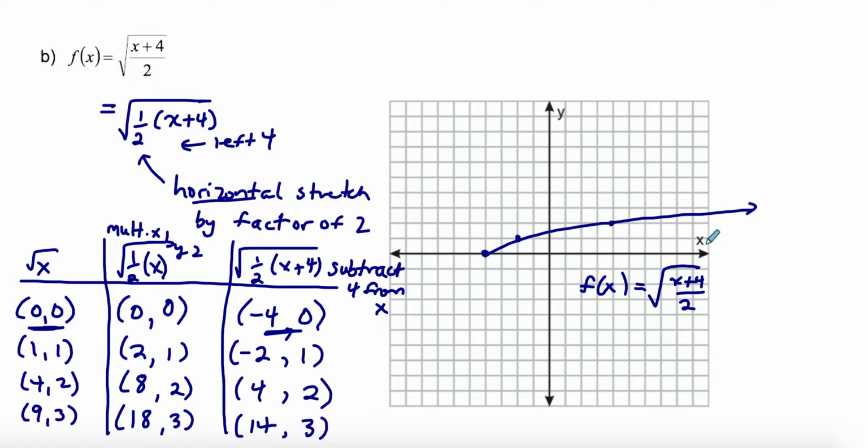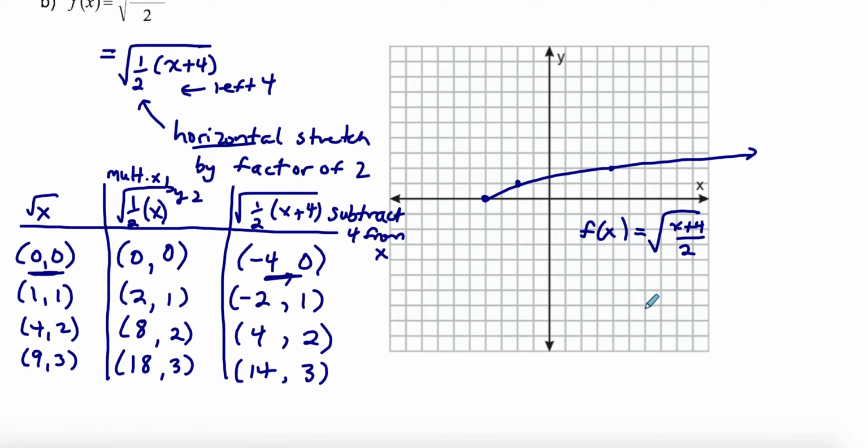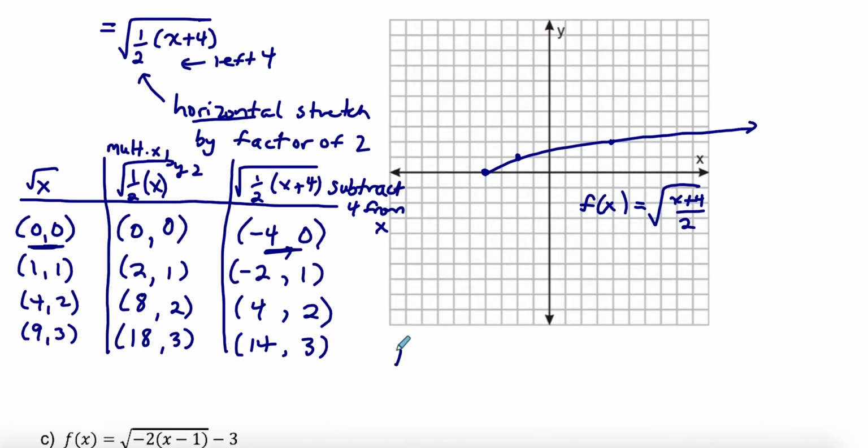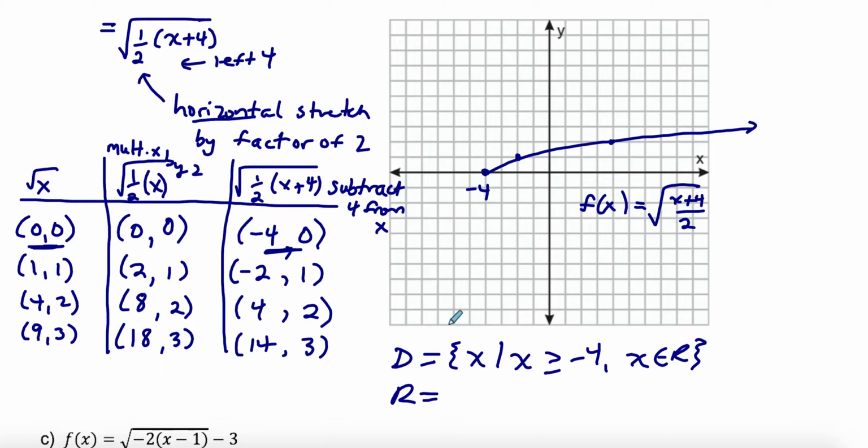So if I'm going to talk about the domain and range for that one, the domain horizontally, this is starting at -4, and it's anything greater than -4. So x is greater than or equal to -4, and x is an element of all real numbers. And the range, again, vertically just looks like y is going to be anything greater than or equal to 0.